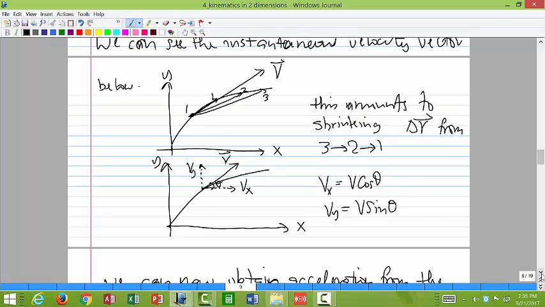So if we draw that instantaneous velocity vector on the trajectory in the xy plane, you will see that the x component, v subscript x, is v cosine theta, where theta is the angle between the vector and the x-axis. And so we see vy is just v sine theta. So the instantaneous velocity vector has two components along the x and y axes.